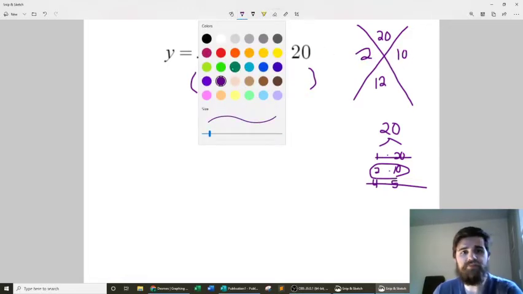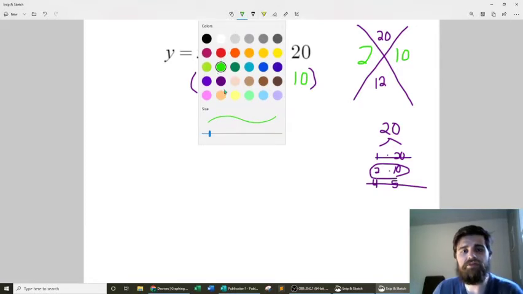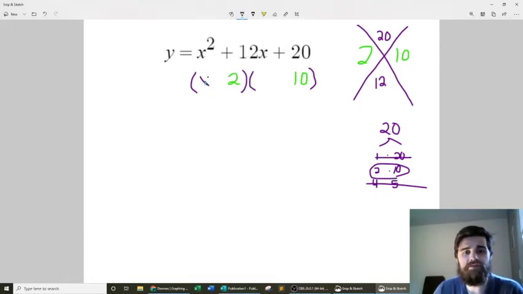Okay, so these numbers are what we're going to use as our factors. So 2 and 10 are going to be the constants in our two little chunks. So we get x plus 2 and x plus 10.